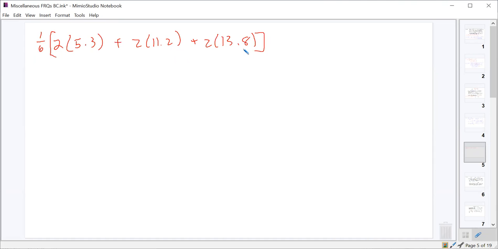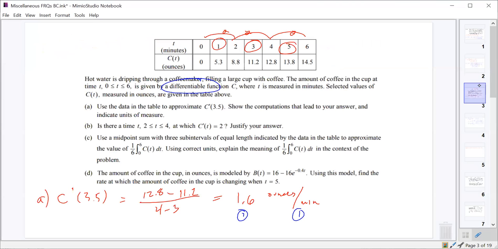Let's see here. So what do we get here? 25, 30.3. If we add those 3 things together, and then we divide that by 3, it looks like that's 10.1. So this is 10.1, and I believe it's ounces for our units, right? And so what does this 10.1 ounces mean? Well, since it's 1/6, or 1 over b minus a times the integral, it tells us that's the average amount of whatever we had. So we were talking about coffee in a cup, so this is the average amount of coffee in the cup.